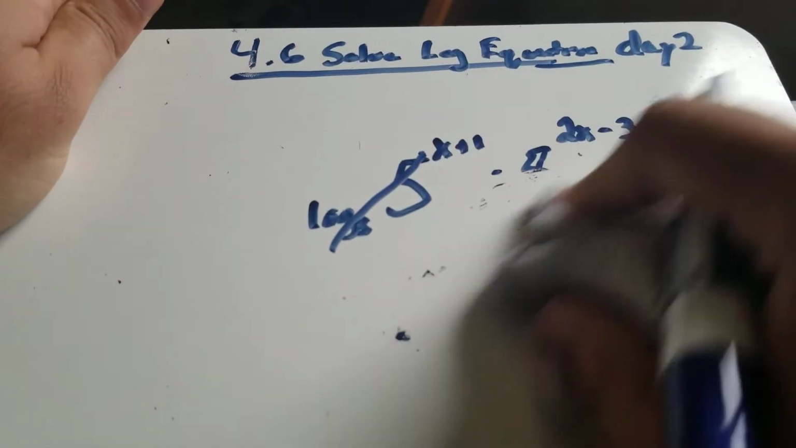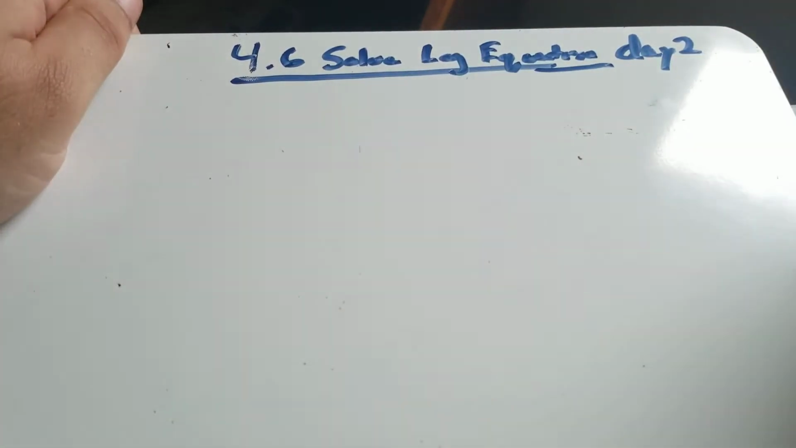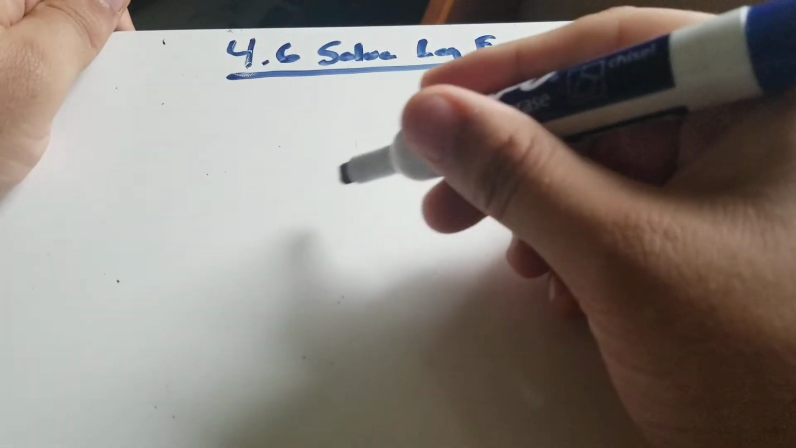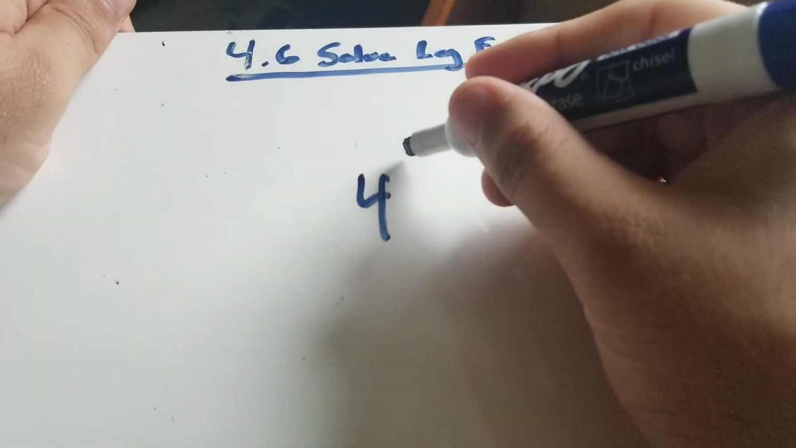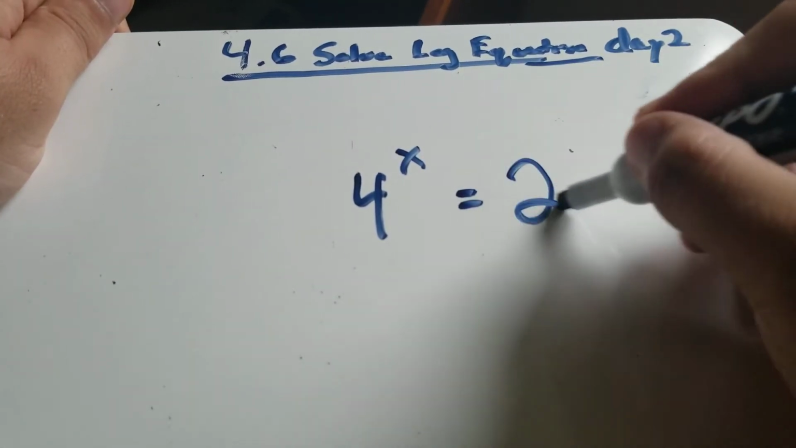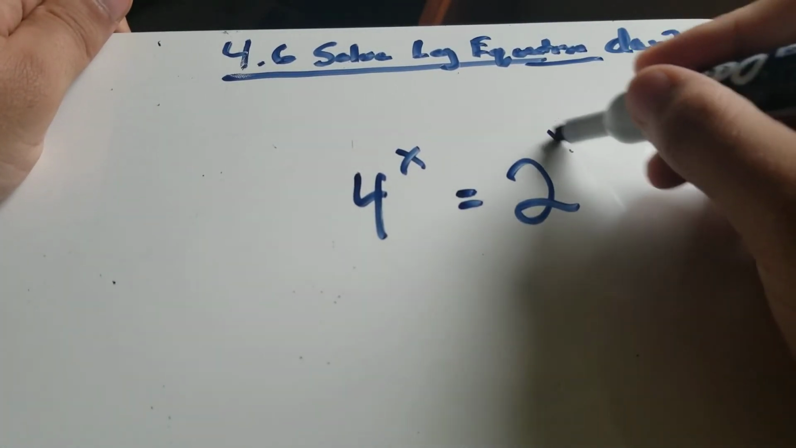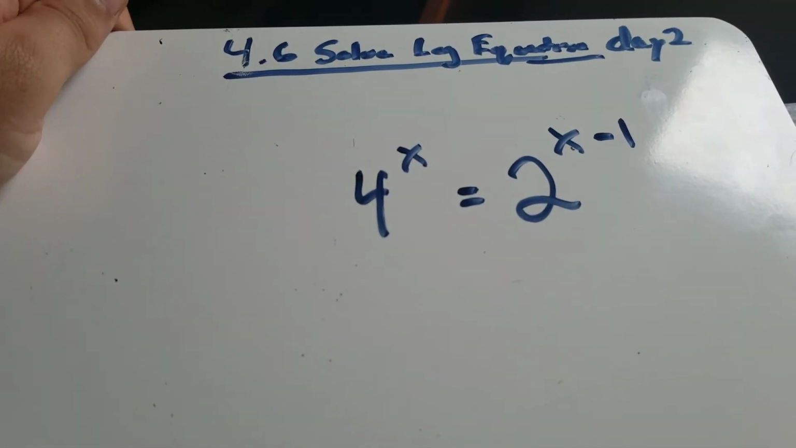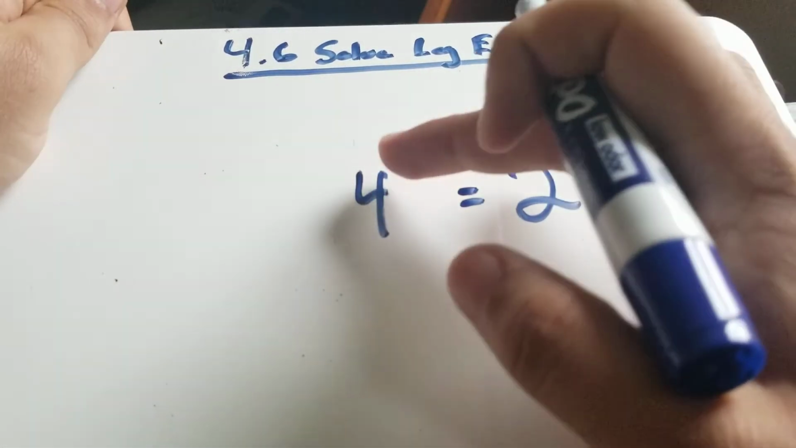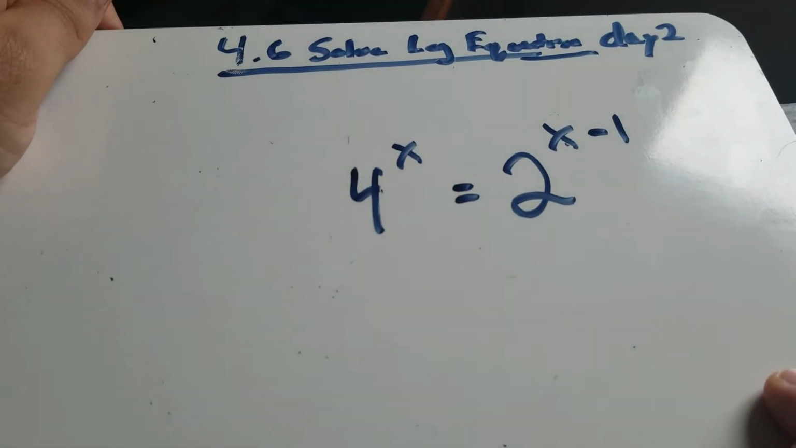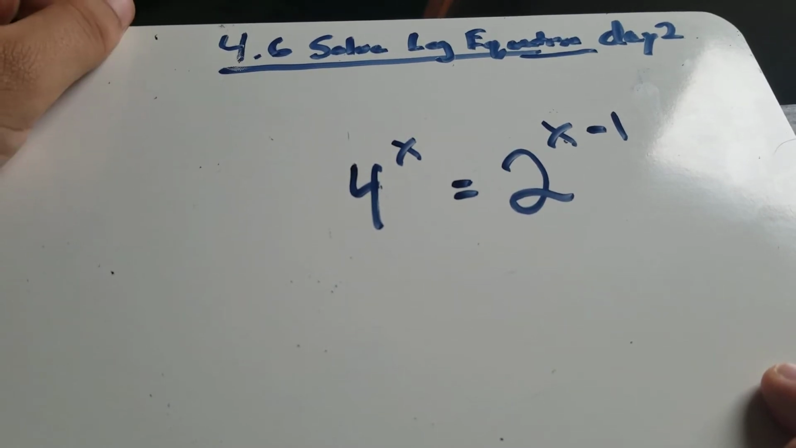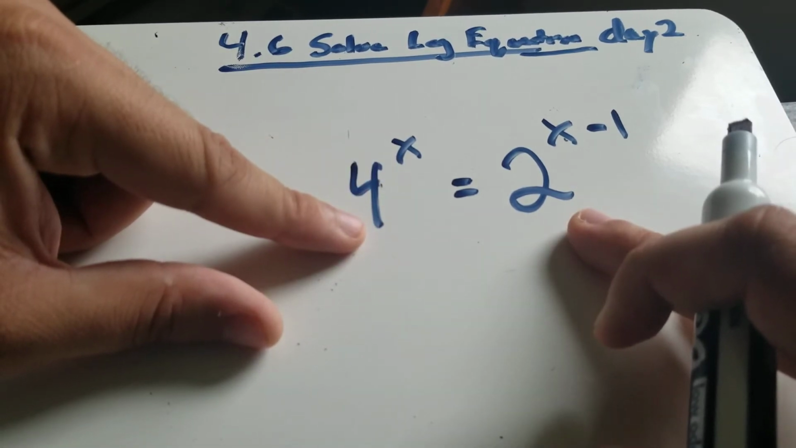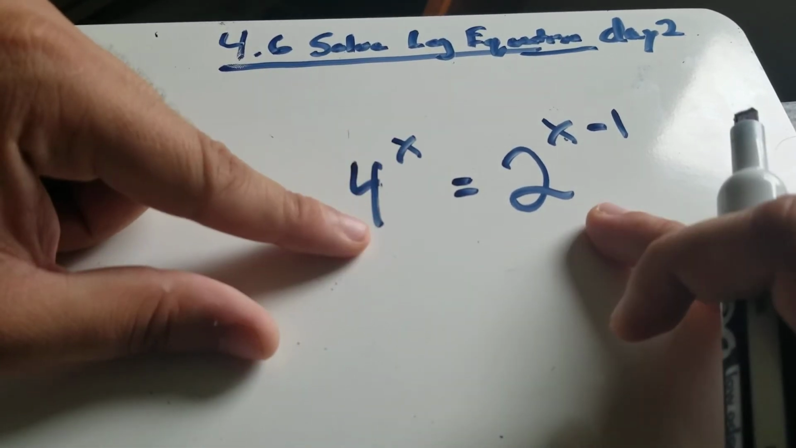Well, you're thinking, well, Mr. Tobel, that's kind of too easy. What are you going to do next? Well, we're going to deal with a situation like this. Let's just do 4^x = 2^(x-1). Now, what's the issue compared to the last question and the log questions here? Just think about it. What's the problem? Well, the problem is these two bases are not the same.